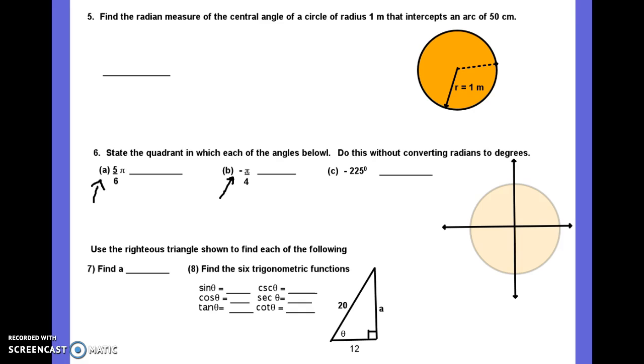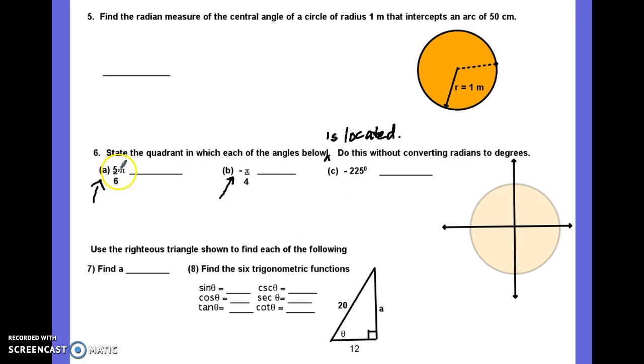Let's look at the other page. On this page, this one is similar, just to find the theta in this one using the same formula, s equals theta r. In this one, it says state the quadrant in which each of the angles below, I should say, is located or found. And it says do this without converting radians to degrees.